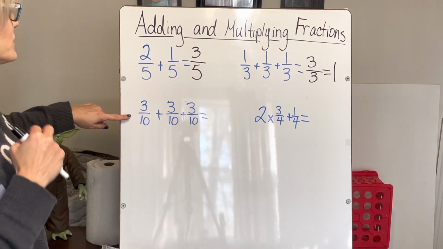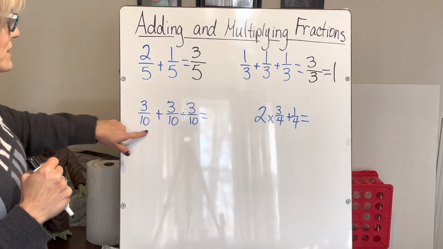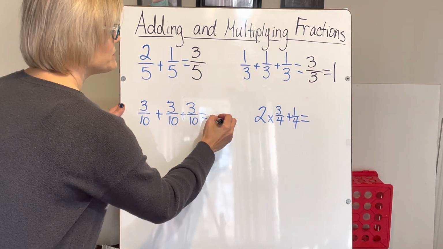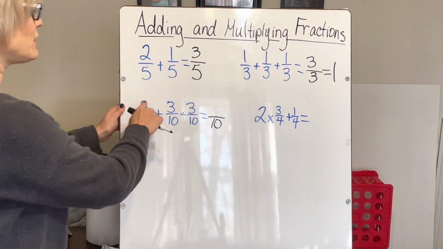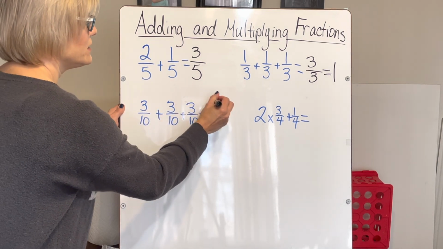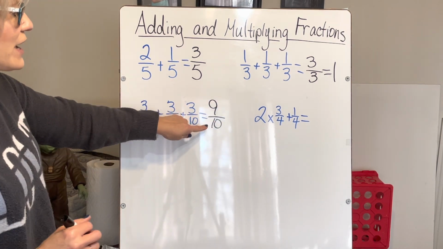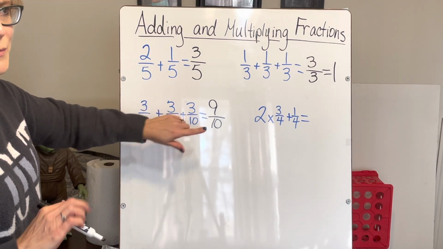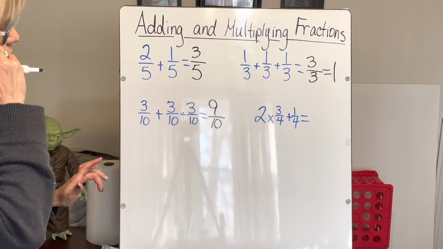All right. So now, again, all of my denominators are the same. They're all tenths, so I'm simply going to write tenths. 3 plus 3 plus 3. Well, that's 6, that's 9. 9/10. I still have a proper fraction. My numerator is not larger than my denominator, so I don't have anything more to do with that.